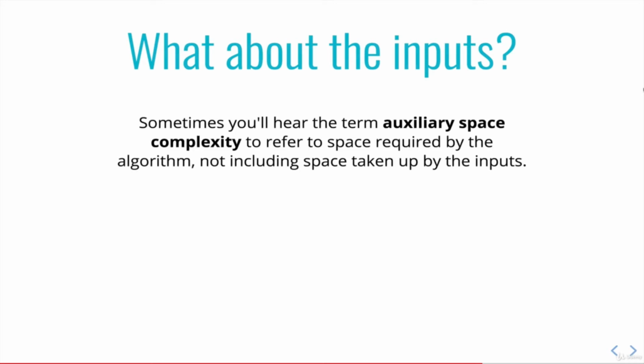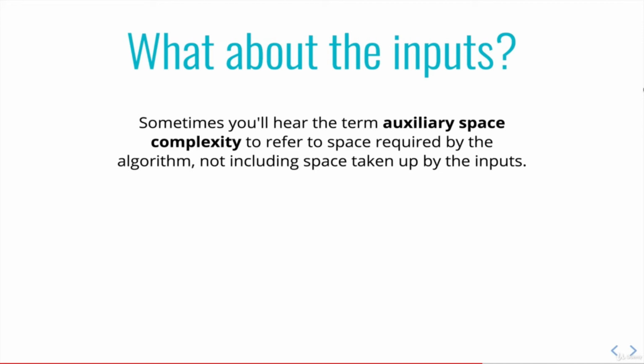You might hear the term auxiliary space complexity if you do some research, if you read Wikipedia or something. That refers to the space required by the algorithm only, not including the space taken up by the inputs. That's what we're going to talk about. We care about the algorithm itself because our n is growing. That's in big O. That's kind of the point.